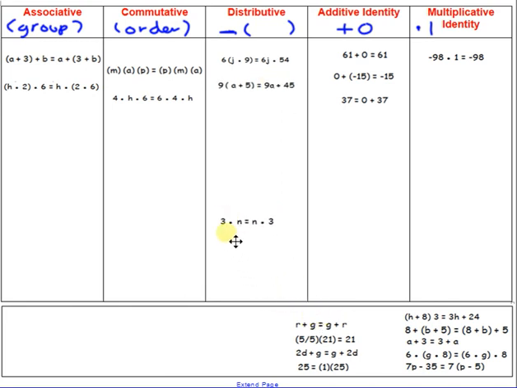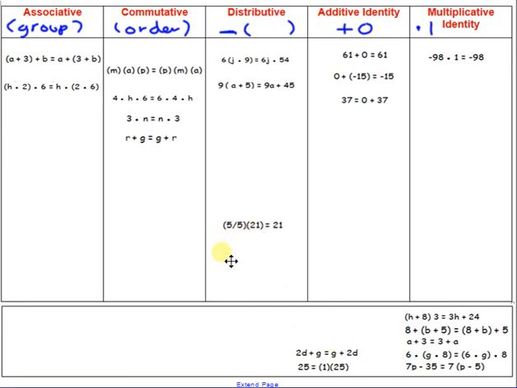All right, over here I have 3 times n equals n times 3. Okay, well those are just flipped, so that means the order is different, so it must be commutative. Over here I have r plus g equals g plus r. Again, the order has flipped and it's addition, so it must be commutative.